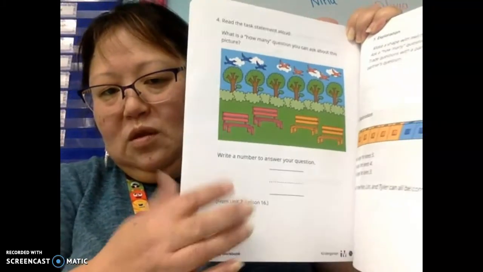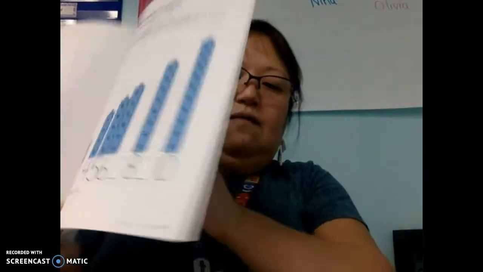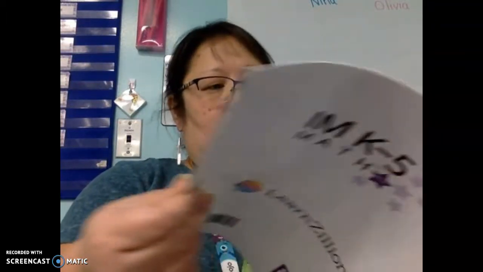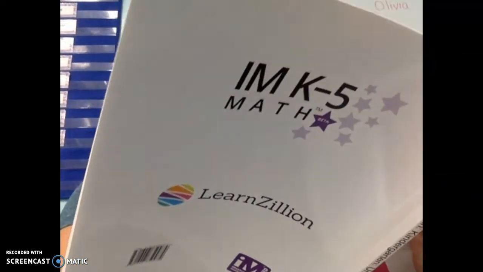Okay. For tomorrow's math, we are going to be doing the very last section, which is section D, practice problems. And those are on pages 147 to 151.